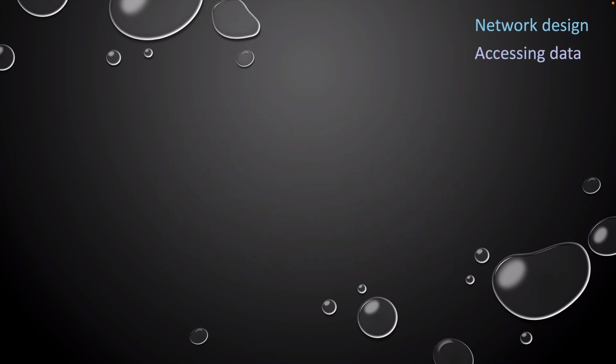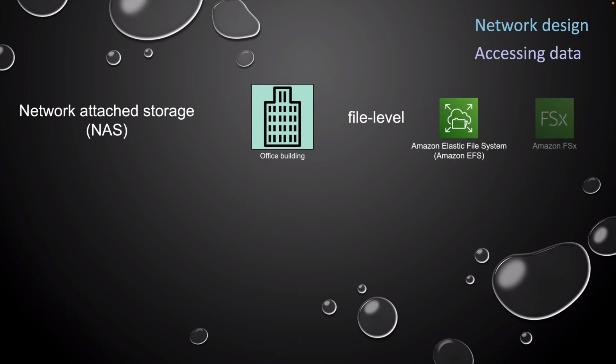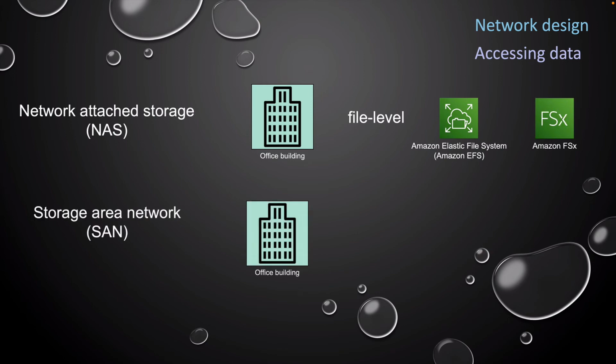Now let's dive into how users access data from our network design. And up first, we have our network attached storage or NAS. In this design, you connect to a shared storage device across the entire network, and this is usually kept in a data center, and it provides file level access. And in AWS, this is going to be EFS, the Elastic File System, or FSx. There's also SAN or Storage Area Network that adds block level access, and in AWS, this is the Amazon Elastic Block Store or EBS. And for both of these, you need an isolated network, but also high speed.